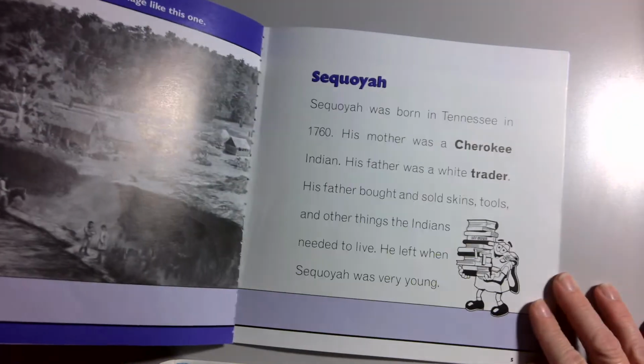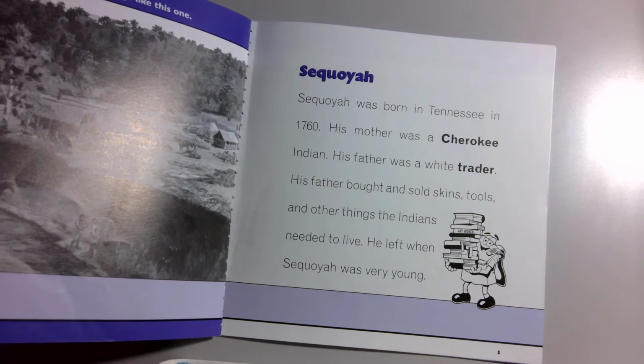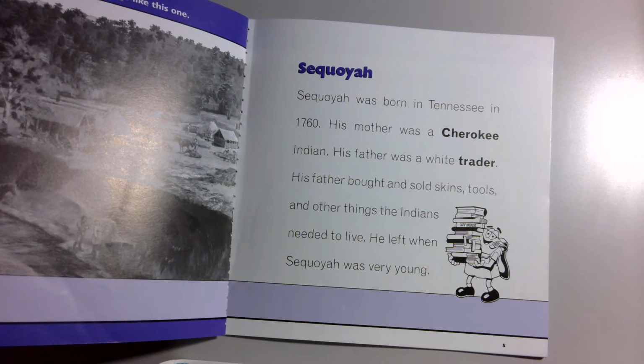Okay, so as I get started, Sequoyah was born in Tennessee in 1760. His mother was a Cherokee Indian. His father was a white trader. His father bought and sold skins, tools, and other things the Indians needed to live. He left when Sequoyah was very young.